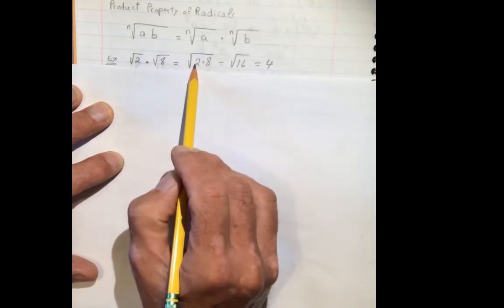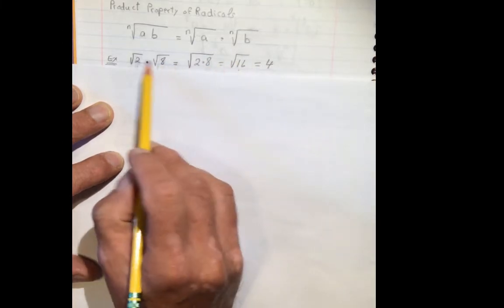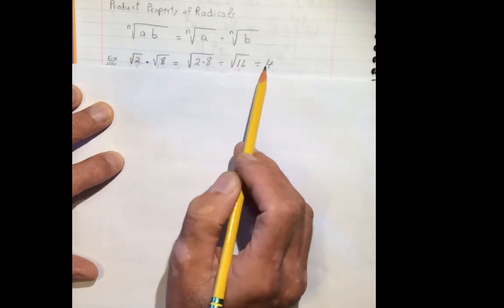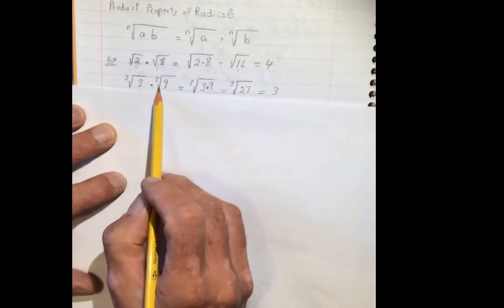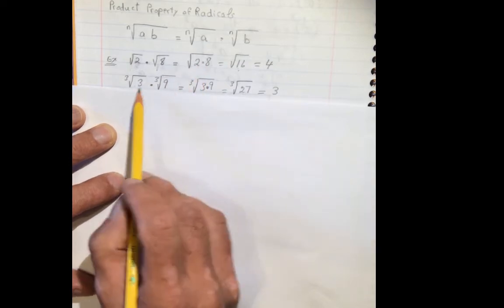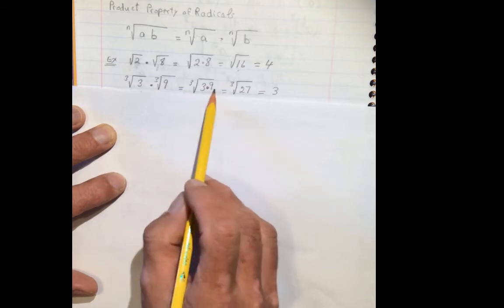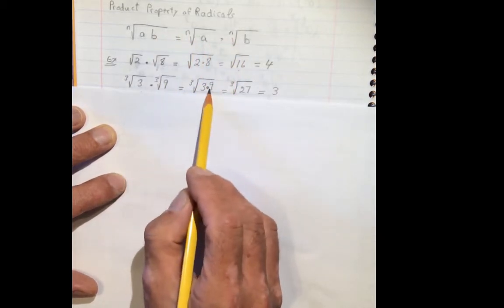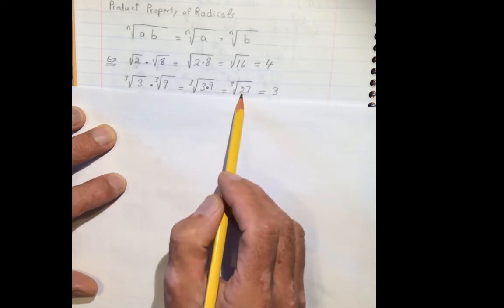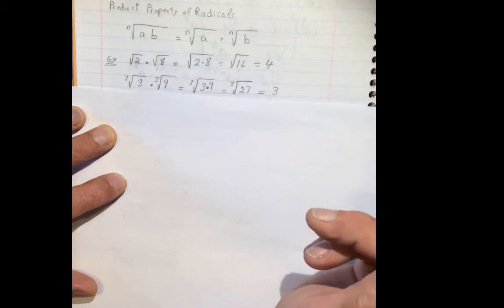And square root of 2 times 8, which is square root of 16, we know the answer is 4. So if you multiply them, we get a perfect square, we get the answer. Another example, cubic root of 3 times cubic root of 9. Same thing, we don't know the answer of each one by itself. But if we multiply them, applying the product rule, it is going to be cubic root of 3 times 9, or cubic root of 27, which is 3, because 3 times 3 times 3 is 27.